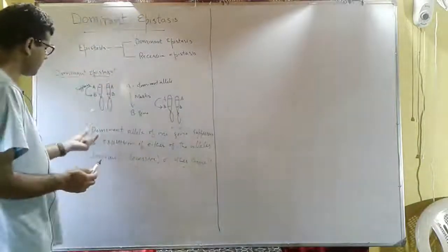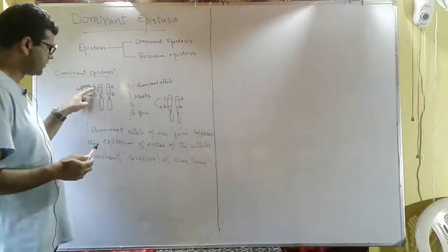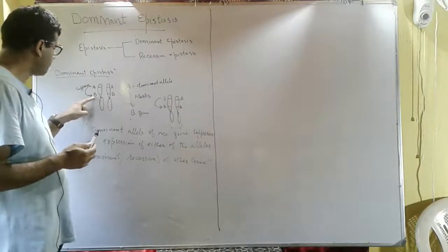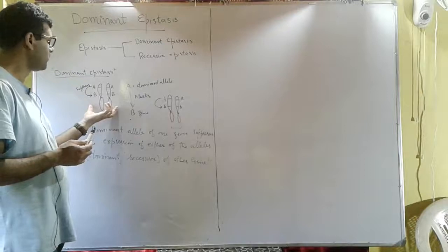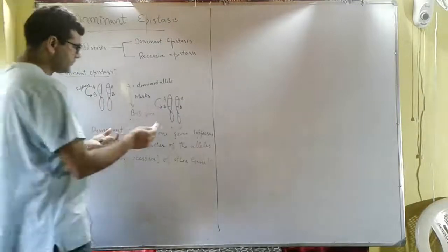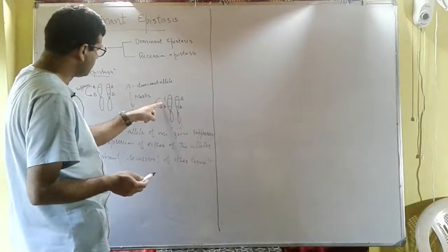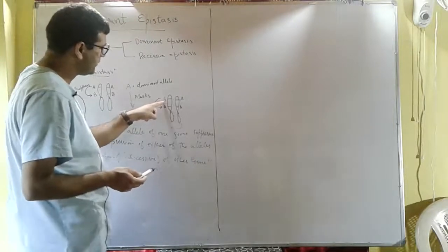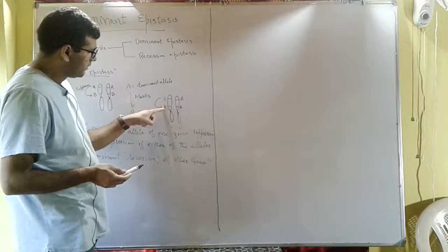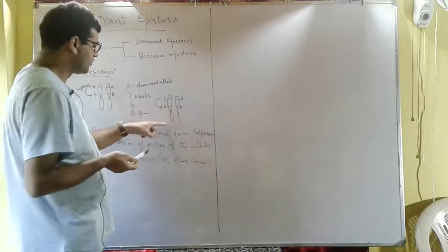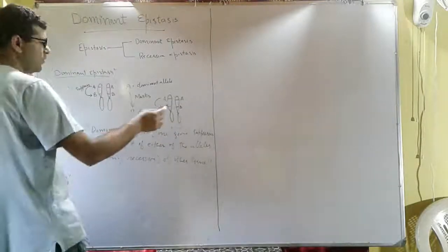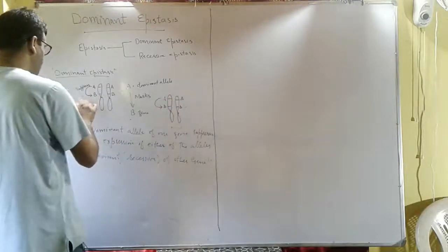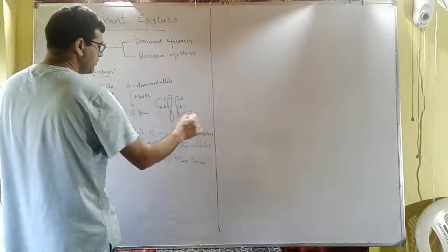So in case of dominant epistasis, this is a dominant allele, and it suppresses the expression of the dominant allele of the other gene. This is also a dominant epistasis. Here, this A gene, a dominant allele, suppresses the expression of the recessive allele of the other gene. This is also a dominant epistasis. Both these cases are dominant epistasis.